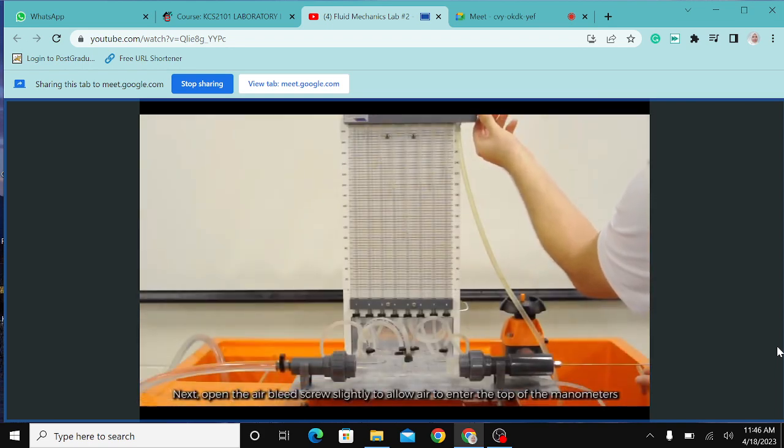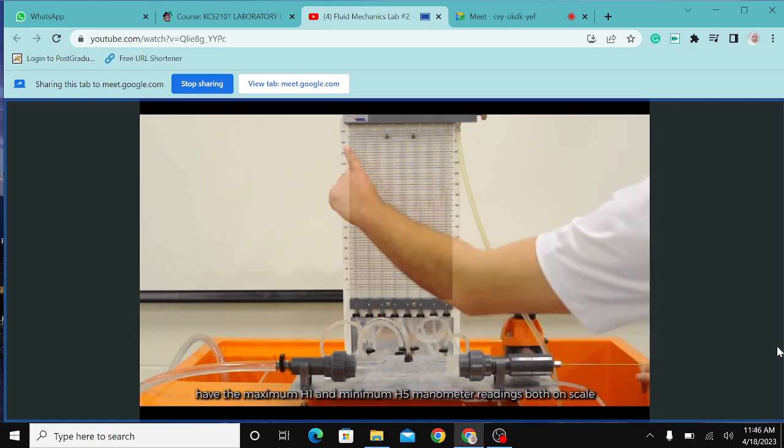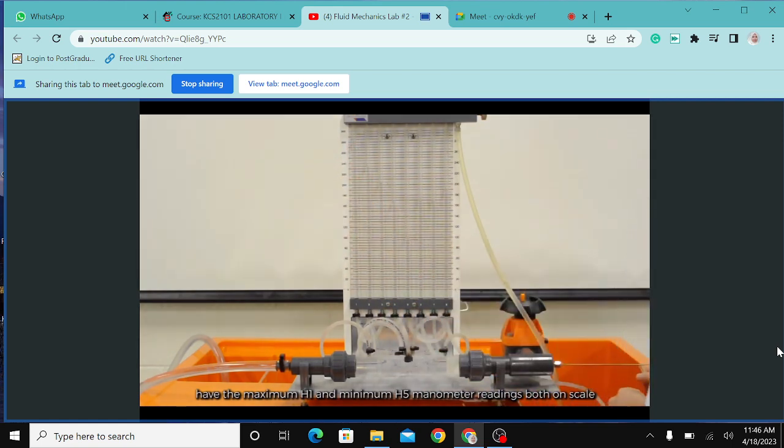Next, open the air bleed screw slightly to allow air to enter the top of the manometers. You may need to adjust both valves in order to achieve this. Retighten the screw when the manometer levels reach a convenient height. This maximum volume flow rate will be determined by the need to have the maximum H1 and minimum H5 manometer readings both on scale. Readings should be taken at 3 flow rates.